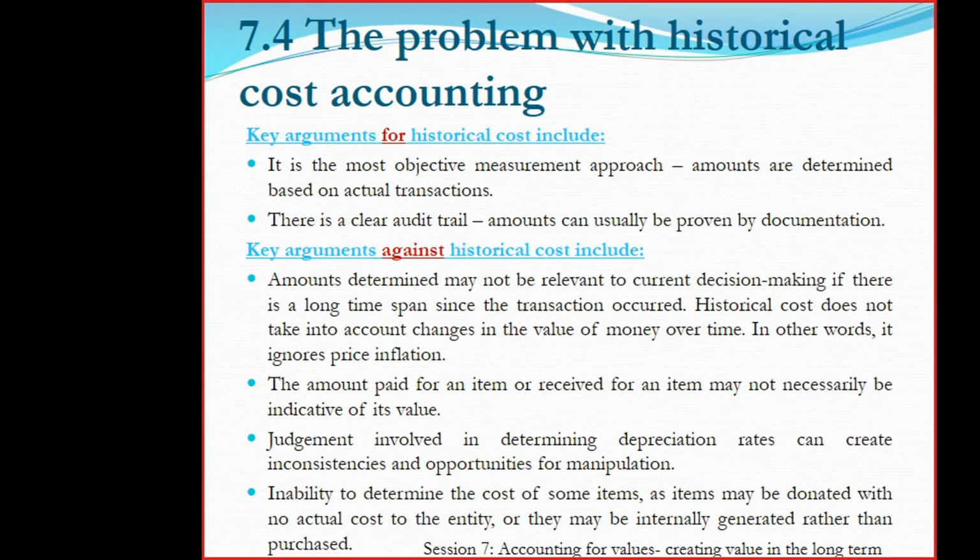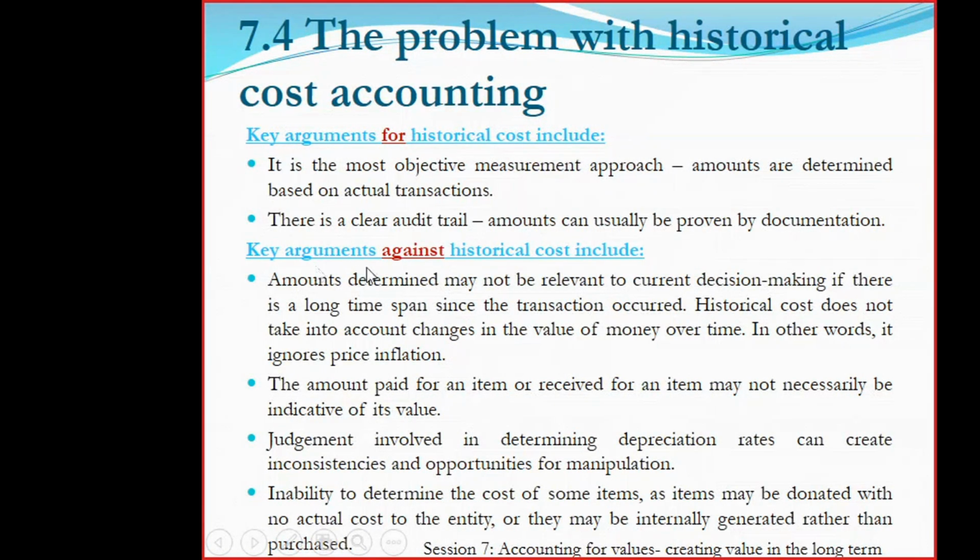No, objective means you and I cannot disagree on it. We cannot disagree because historically it's written here on a piece of paper how much we have paid for it. There is a clear audit trail, and amounts can usually be proven by documentation. We have a document that proves how much we have paid for the building. No two people could disagree on it.